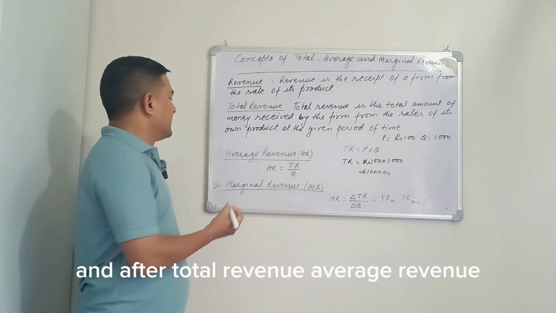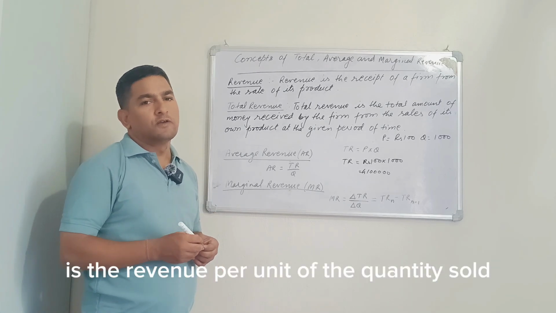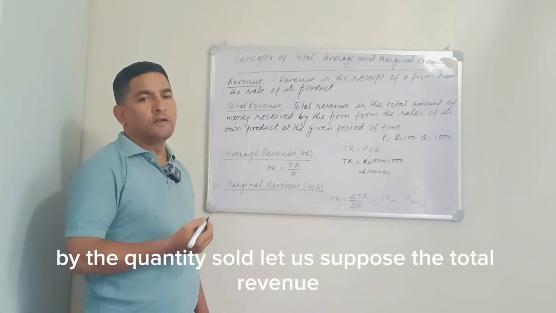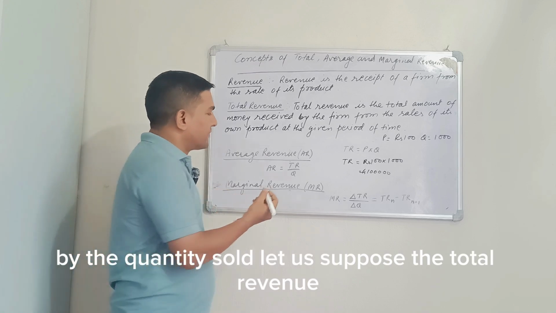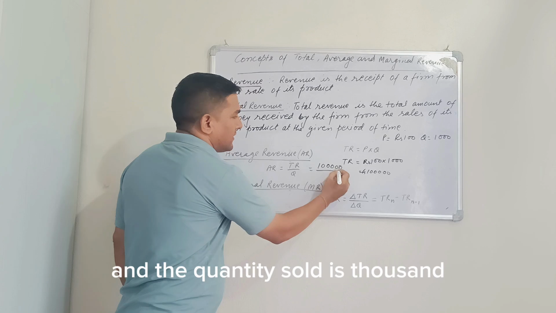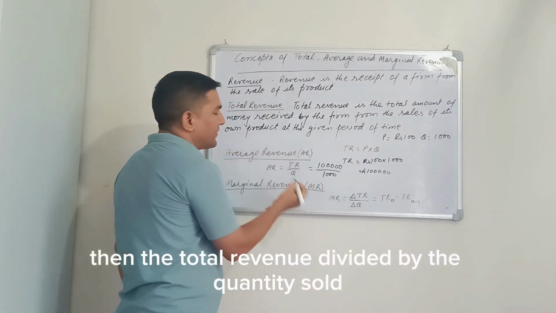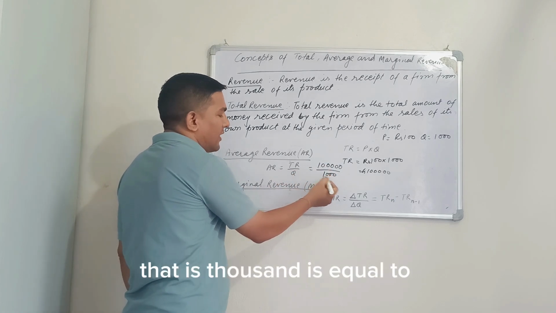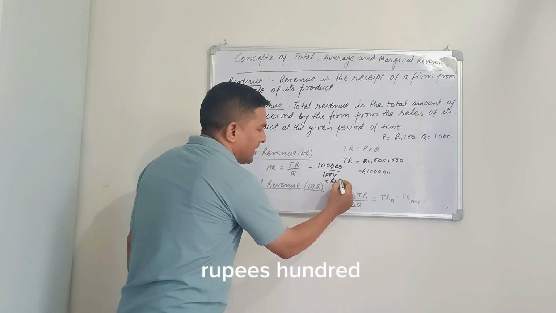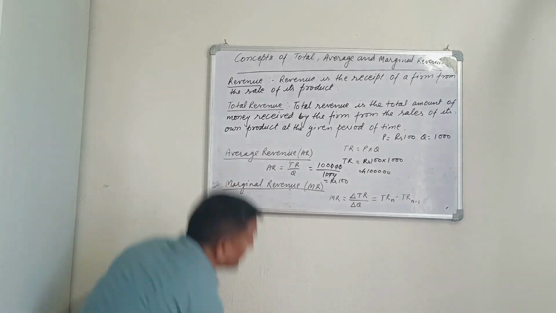And after total revenue, average revenue. Average revenue is the revenue per unit of the quantity sold. And the average revenue is obtained by dividing the total revenue by the quantity sold. Let us suppose the total revenue here we have is 1 lakh and the quantity sold is 1000. Then the total revenue divided by the quantity sold, that is 1000, is equal to rupees 100.